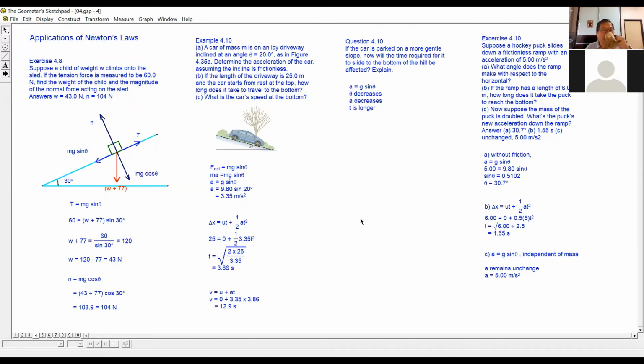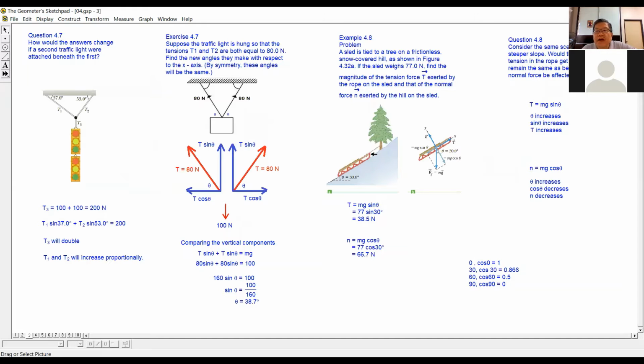Suppose a child of weight W climbs into the sled. If the tension force is measured to be 60 newtons, find the weight of the child and the magnitude of the normal force acting on the sled. This is related to this question here. It is tied to a rope, so it's still not moving yet. So there is no net force. The four forces balance one another, right? Normal reaction and the component of the weight, tension and the component of the weight. So they balance one another.